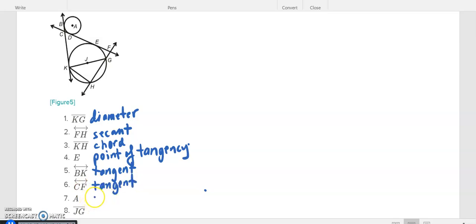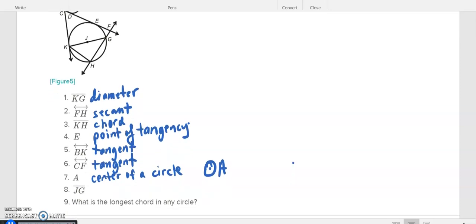Point A is the center of a circle. It's also used for naming a circle. When you want to name a circle, you use the symbol of a circle, and then you put A to say that is the center of my circle. JG is a radius, which is half of a diameter. And the longest chord in any circle always has to be the diameter.